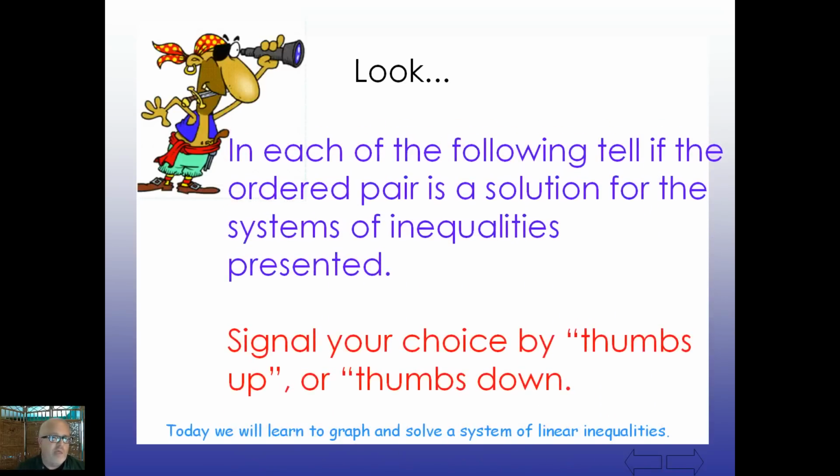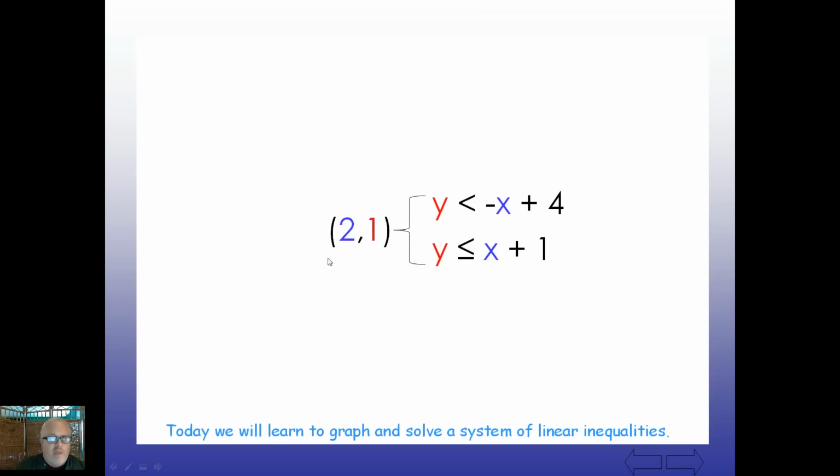In each of the following, tell if the ordered pair is a solution for the system of inequalities. Just on your own there, just give us a thumbs up or a thumbs down whether this ordered pair is going to solve the system. Let's see, 2, 1. So I'll plug a 1 in here for y and a 2 here for x. Let's go ahead and walk through the first one here. Let's see what happens. So if I do the top one here, I'm going to get a 1. What we're saying is 1 is strictly less than negative 2, the opposite of 2, plus 4. Let's see, 4, negative 2, 1 is less than 2. This looks like it works to me.